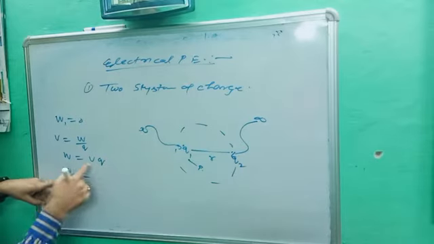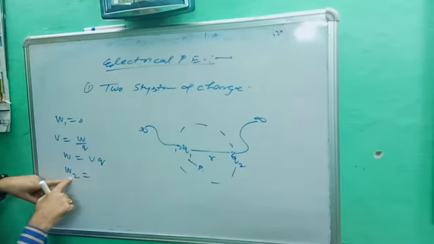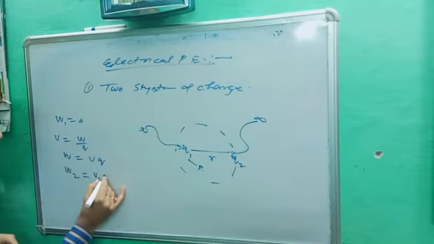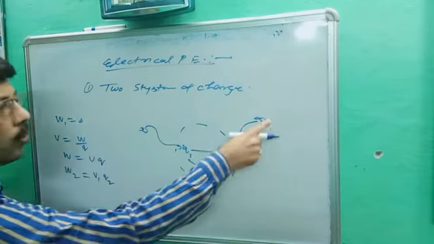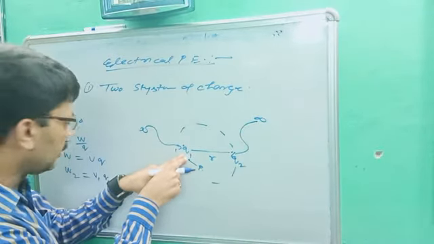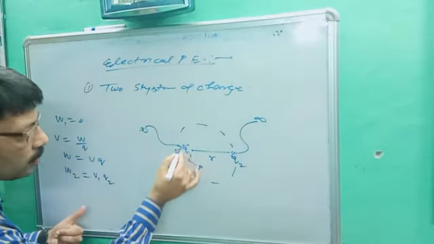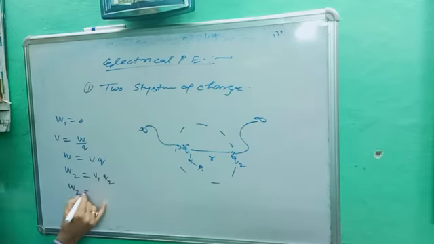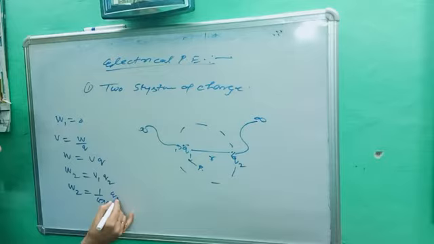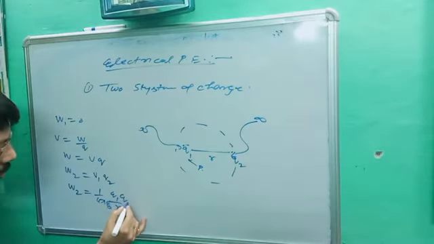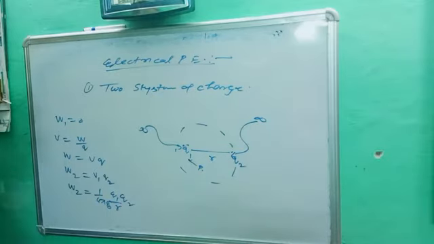Note down the formula. W2 is equal to, we modify the formula, W is equal to VQ. Q1 is already present there, so it will provide the potential V1, and we are bringing the charge Q2 from infinite. How much potential is created by Q1? It will be V1 into Q2. So W2 is equal to V1, which you already know is 1 upon 4 pi epsilon naught Q1 upon R, multiplied by Q2.